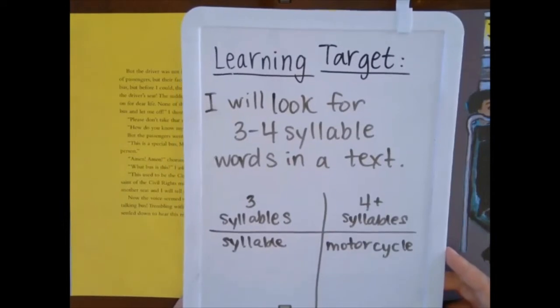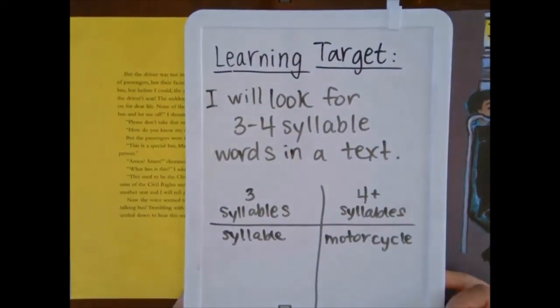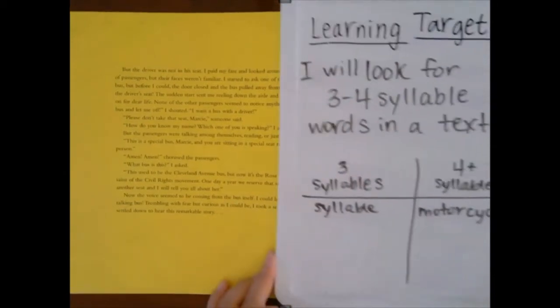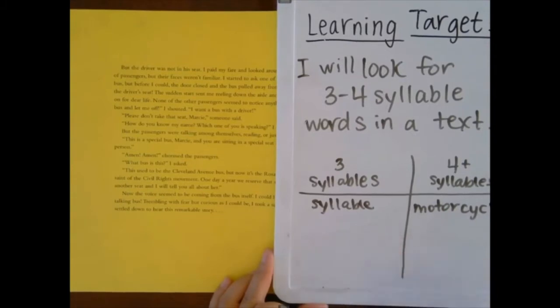Now I want to go back. I'm trying to pay attention to the story, but I also know I have a goal of looking for those 3 to 4 syllable words. You tell me if you see any in here. I see one here, the word passengers. Passengers. I could easily write that down in my 3 syllables column.